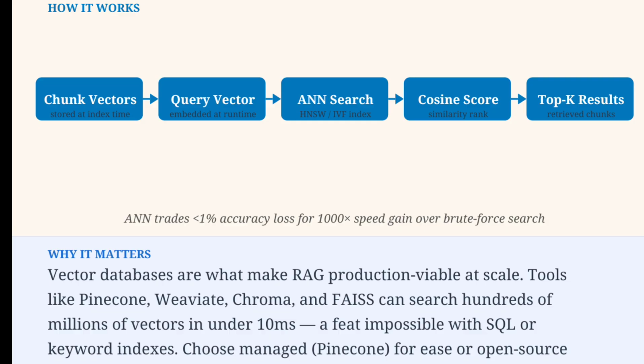Tools like Pinecone, Weaviate, Chroma, or other databases, these are purpose built for this. They can search hundreds of millions of vectors in under 10 milliseconds, and a traditional SQL database cannot come close to that. This is why a vector database is not optional, it is infrastructure.